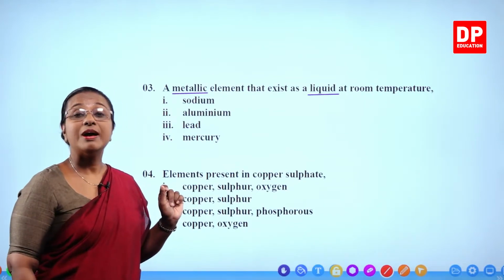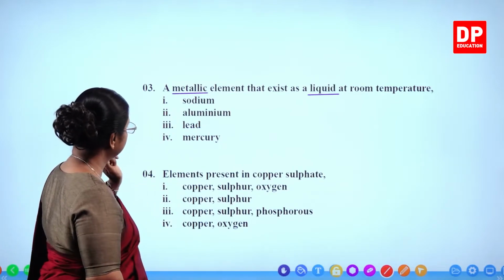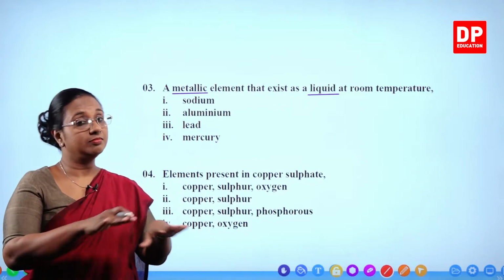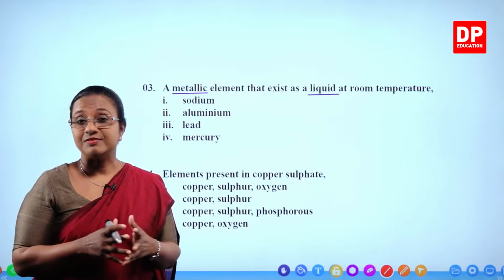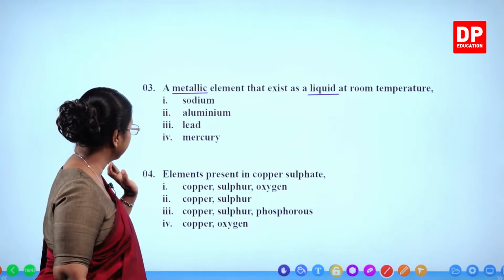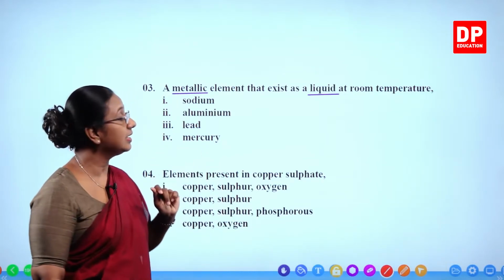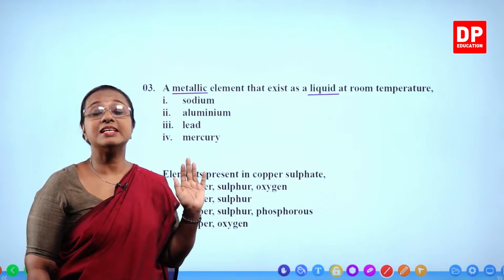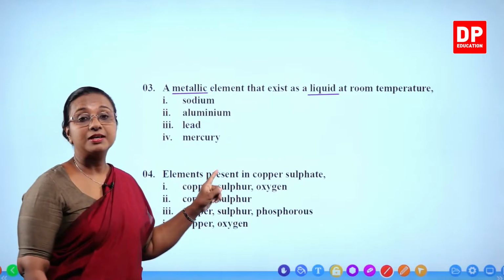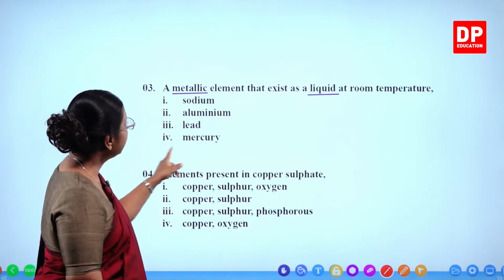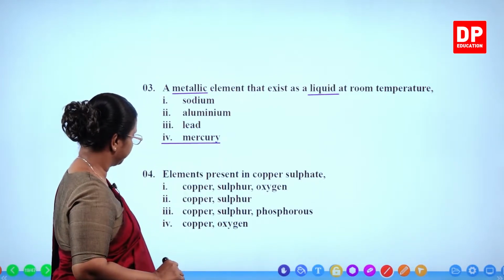Sodium, sodium you have seen. Sodium is a solid metal. You have seen that. Then aluminium you have seen. A silvery shiny metal. You have aluminium foil at homes. You might have seen in different places. Aluminium is a metal. Then lead. Lead is also a solid metal. Then mercury is a metal and it is a liquid at room temperature. So all four, sodium, aluminium, lead and mercury, all of them are metals. Only mercury is a liquid at room temperature. So that is the answer.